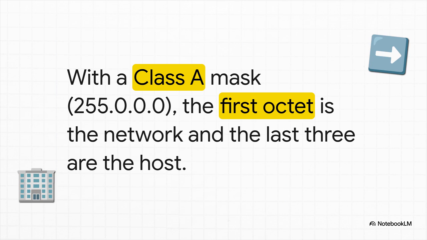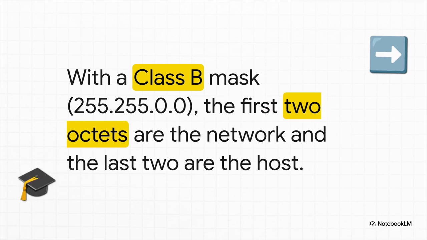For a Class A address, the standard subnet mask is 255.0.0.0. This mask tells the computer to only pay attention to the very first octet for the network ID. That leaves the other 3 octets completely free for host devices. And that allows for, wait for it, over 16 million devices on that one single network. It's massive.